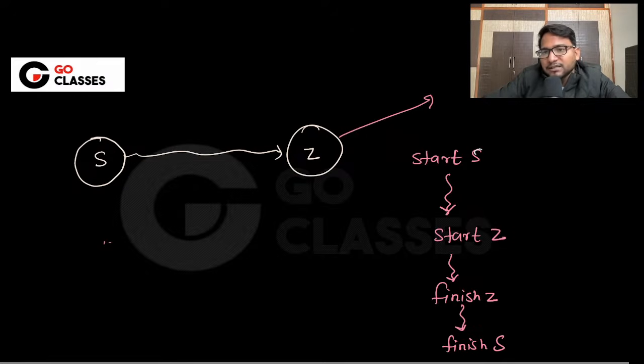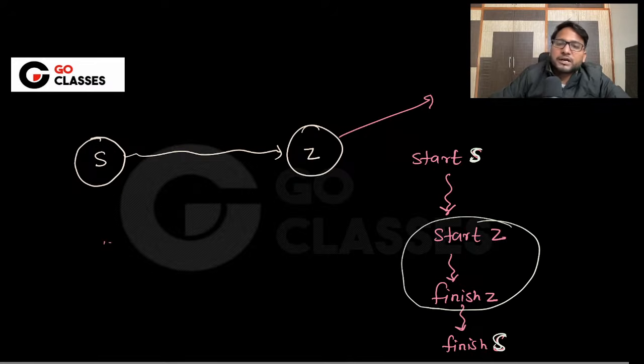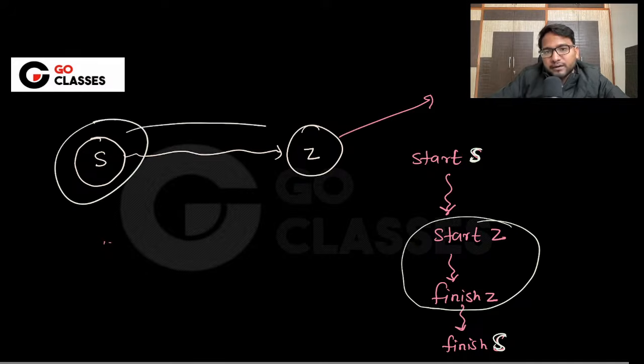If you're starting S, after that you are starting Z, then you must finish Z in between only. It can't be the case that Z will be finished later. And that is obvious also. Why is that obvious? See here, if you're starting S and after that you are starting Z, which means first of all, there's a path from S to Z, right?